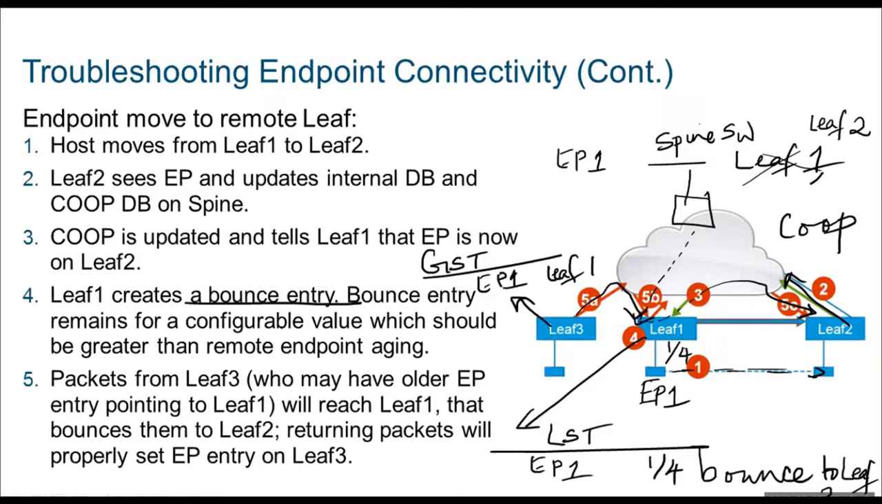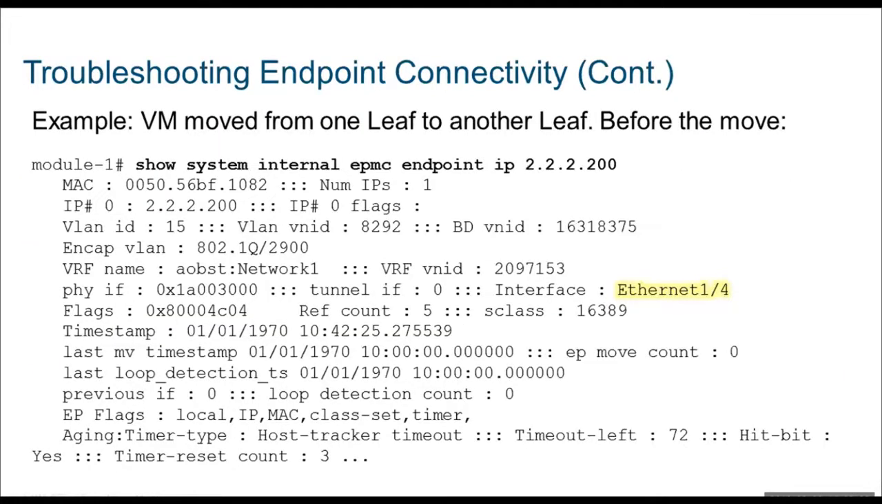Okay. So what are we looking at? Leaf 1 has the entry in its table. This is before the move. It's from the ASIC itself. You can see this is on the line card, the prompters module.